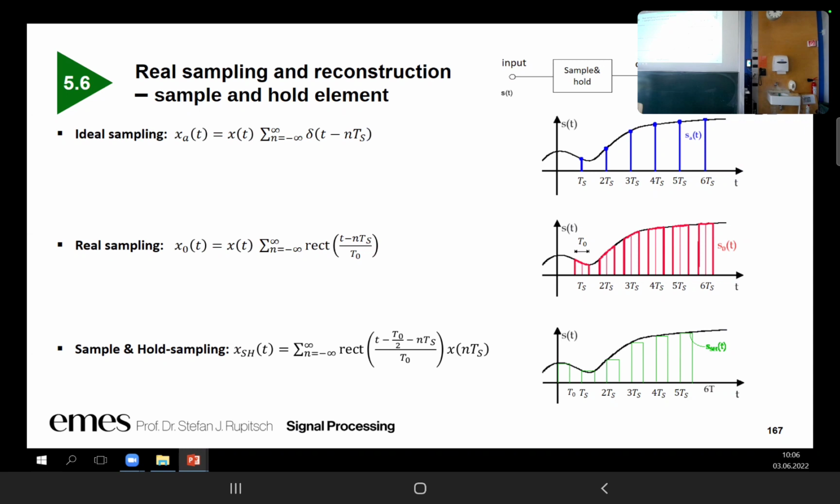Ideal sampling. What's the ideal sampling procedure? What's the ideal procedure to obtain from the analog signal the digitized signal, the discrete time signal? How can we obtain from the analog signal the discrete time version? Yeah? With the Dirac comb. That's the ideal procedure. In the real world, the Dirac comb does not exist.